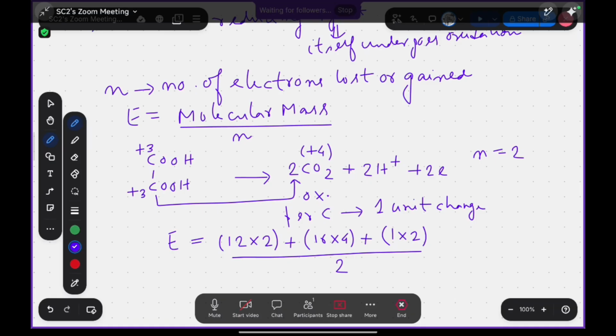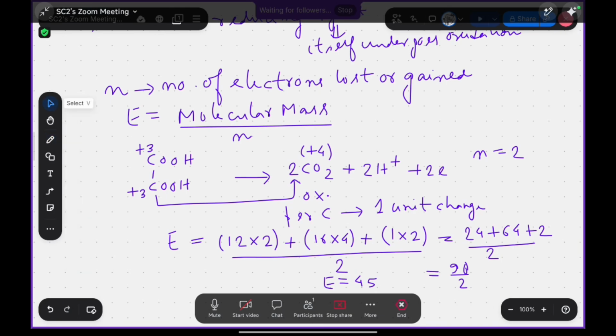So if you calculate this, it becomes 24 plus 64 plus 2, divided by 2. So the answer is 90 by 2. That means the equivalent weight E is equal to 45. For oxalic acid, E becomes 45. Equivalent weight is 45. Let's take another example.